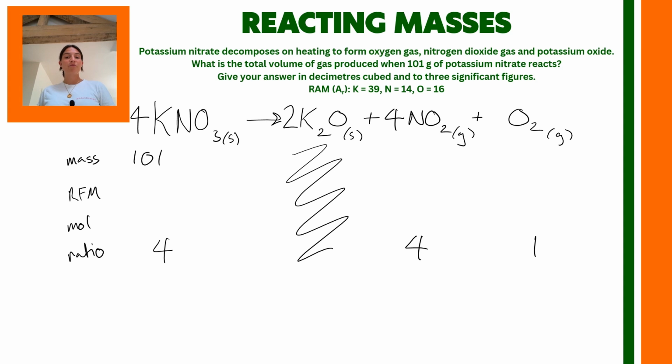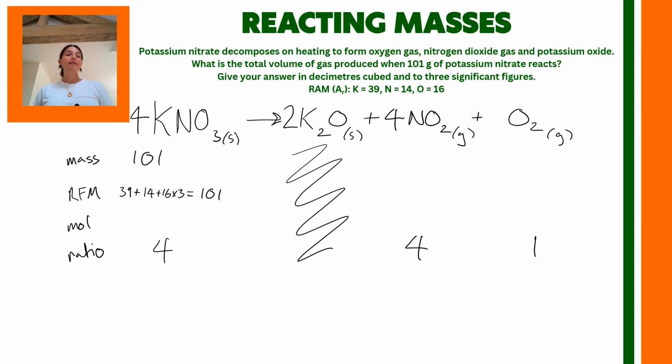And then the other piece of information I have is that I have 101 grams of my potassium nitrate to start with. So what I need to do, again, is figure out how many moles that is of potassium nitrate, because that will be what I use in the ratios to figure out how many moles I get of these other two gases.